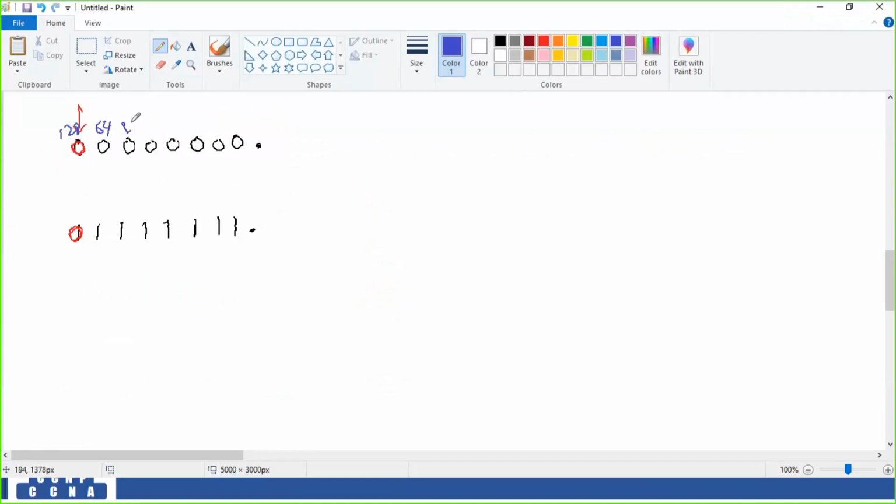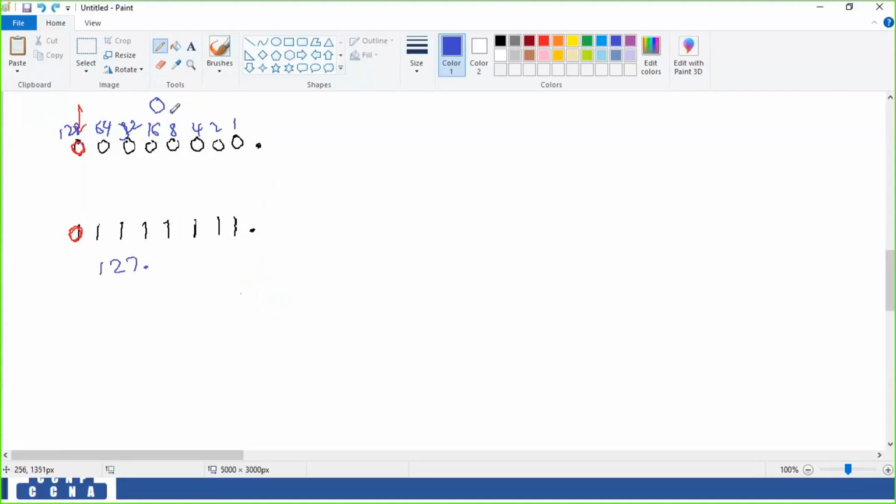128, 64, 32, 16, 8, 4, 2, 1. If all are zeros, what is the value? It is 0. If all are ones, it is 255. But the first bit is 0 now, so what is the first bit value? 128. Then minus 128, and the value will be 127. So the range is 0 to 127.